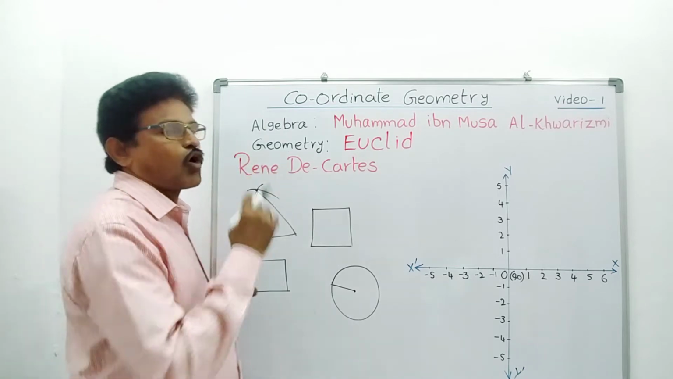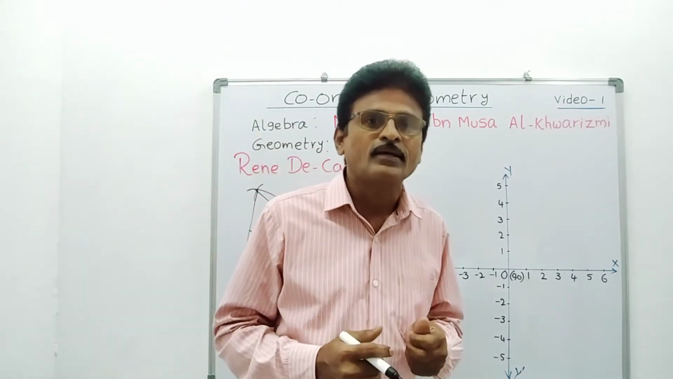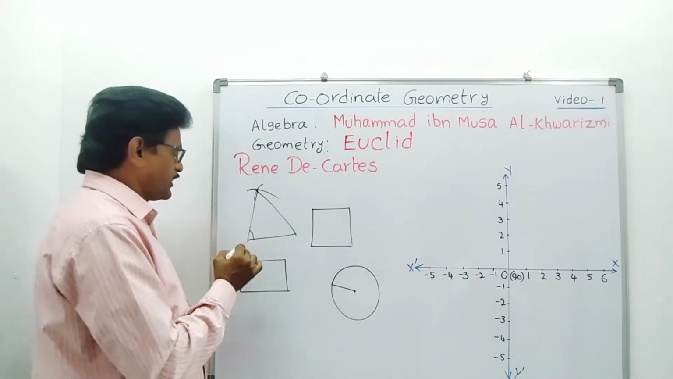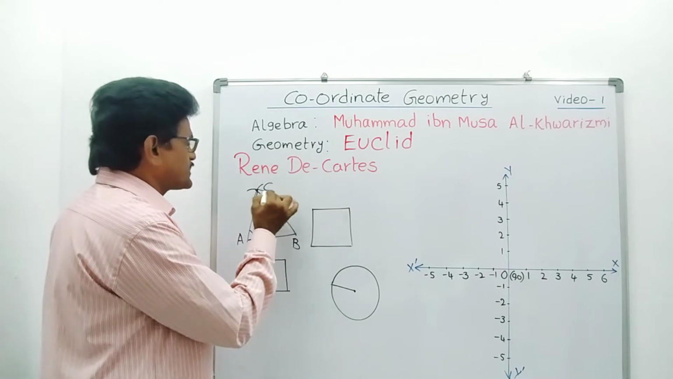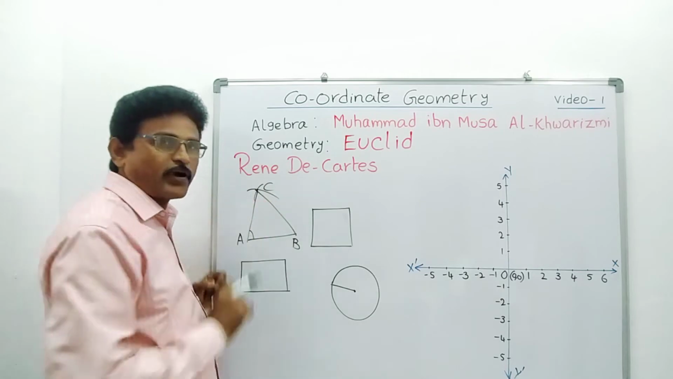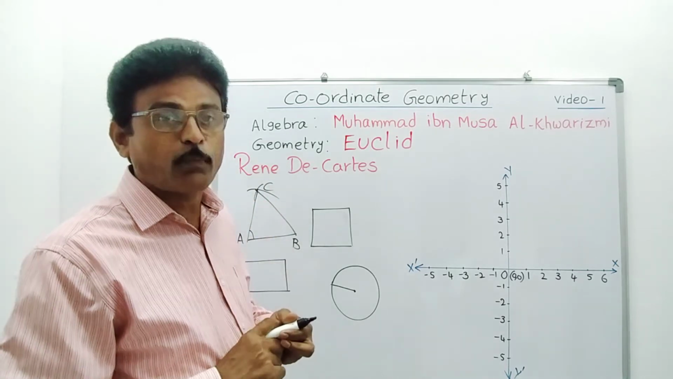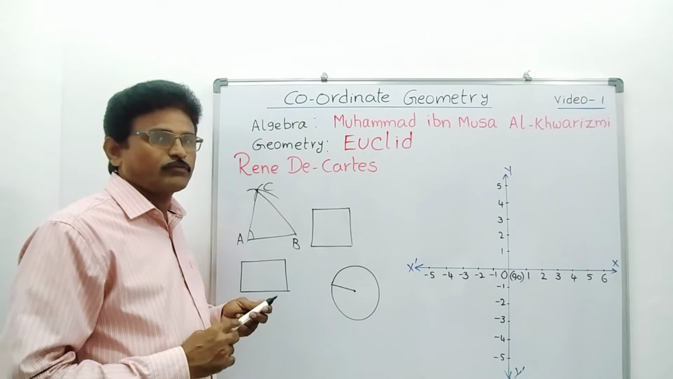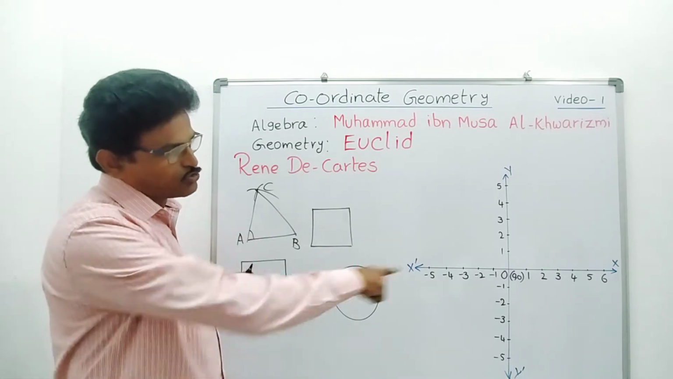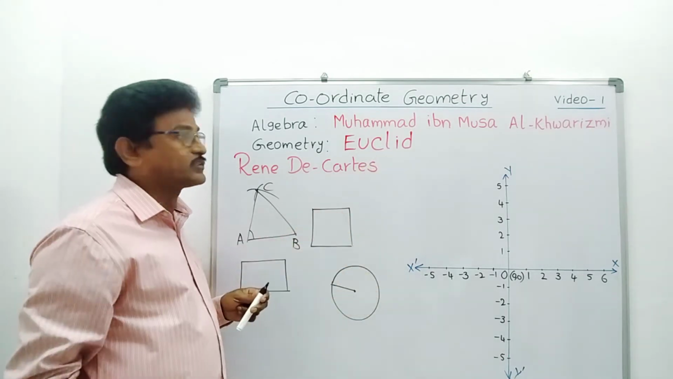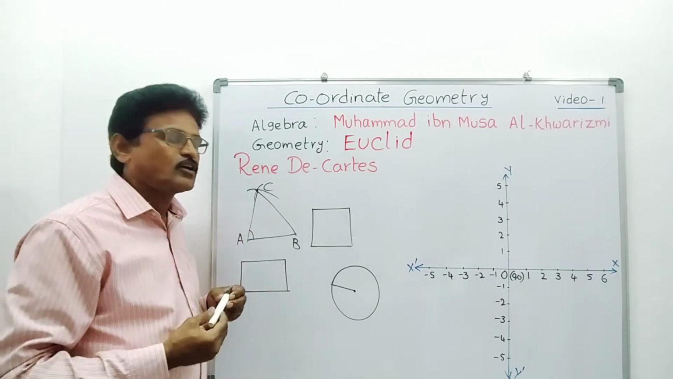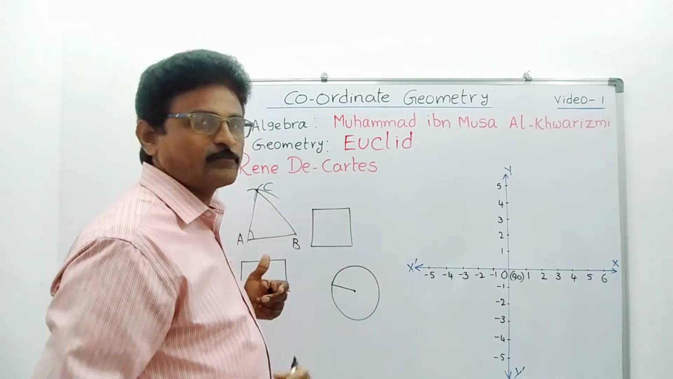But in coordinate geometry, what are they giving? They will give the points. Suppose here is triangle ABC. To construct triangle ABC in coordinate geometry, they will give point A, point B, point C. How are they giving these points? They are representing them with two numbers. What are these two numbers? One is the x coordinate and the other is the y coordinate. That's why we call this coordinate geometry. What are these x coordinate and y coordinate? I will explain in detail in this chapter.